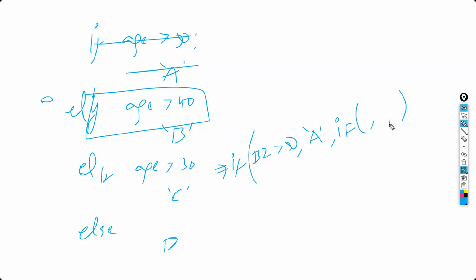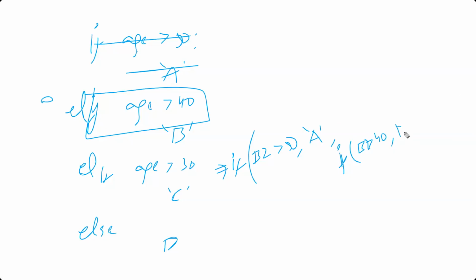3 arguments. What are the 3 arguments? Condition, condition true, condition false. So I am going to provide again B2 greater than 40. Is that clear? Everyone? When it is false, I am providing here B2 greater than 40. If the condition is true, what is the output? B. If the condition is false, then what is the output? Again, it has to check the new condition.